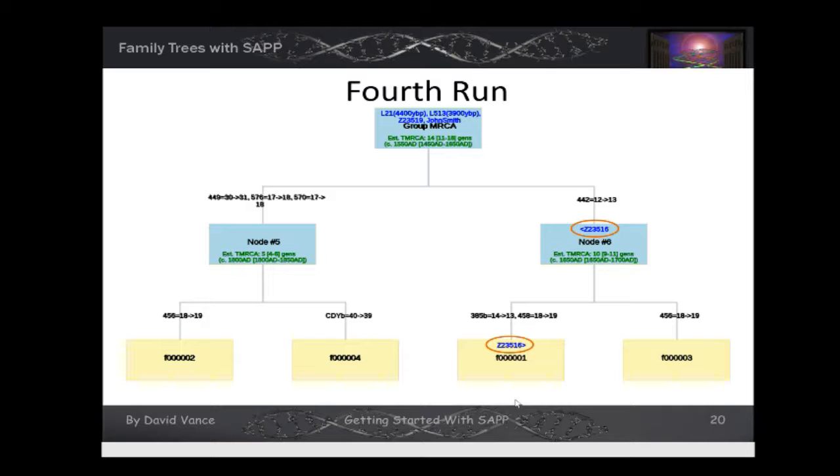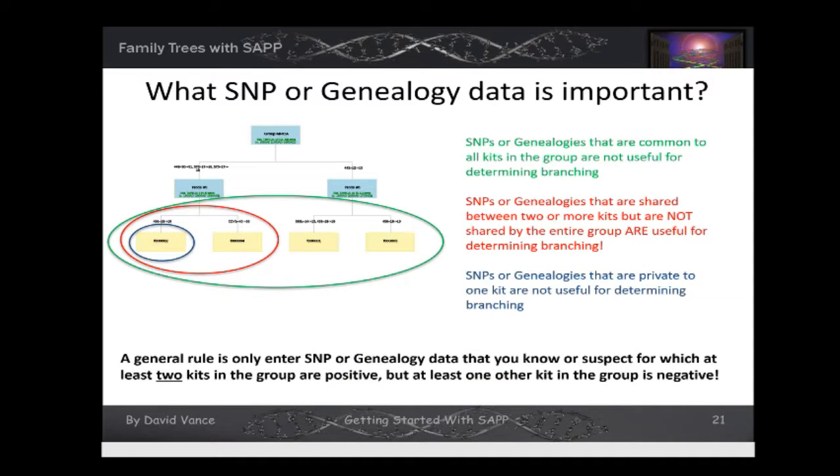All right, so I've talked about the circled SNP labels, and I'm going to go on now to say, as you enter SNPs, you notice I only put 4 SNPs into this tool. What SNPs or genealogy data is important?